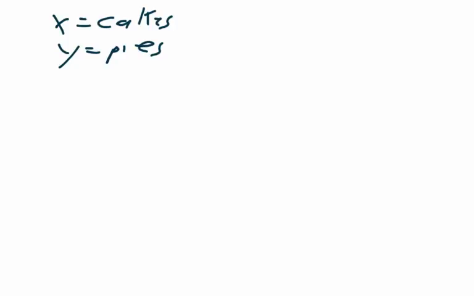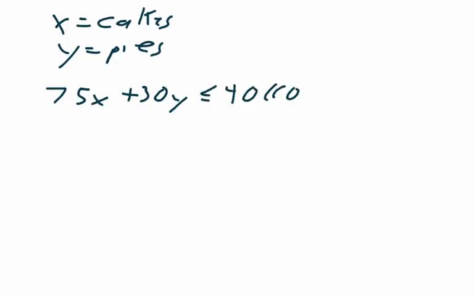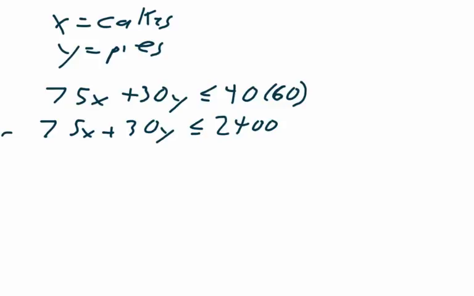So since we're talking about cakes, it takes 75 minutes to make a cake and 30 minutes to make a pie, and that needs to be less than 40 hours, but we're talking about minutes, so I need to multiply that by 60. So really I have 75x plus 30y is less than or equal to 2400. And that's my answer for part A.